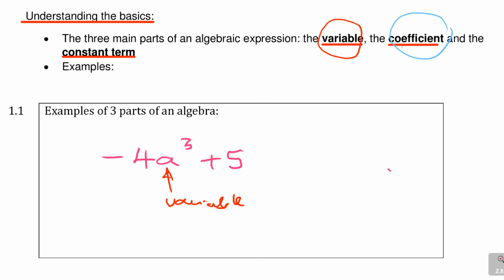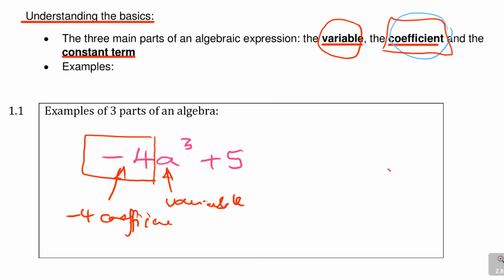And then look at the coefficient. Now be careful here. The coefficient is the number that is attached to the variable, or to the letter. In this case, there is 4, but it's not only 4, it's 4 with the sign. So negative 4, it's minus 4, is the coefficient, but it's the coefficient of a cubed. And then 5, which is positive, in this case plus 5, is the one without the letter. We call that the constant term. That's the constant.